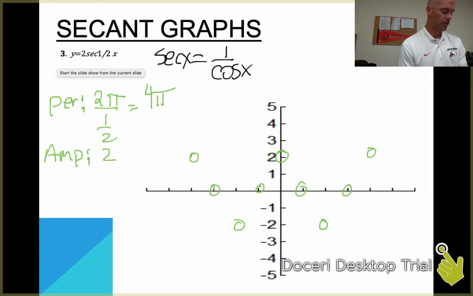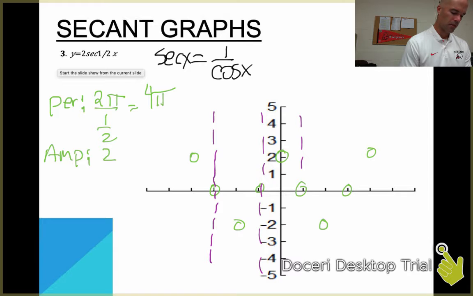So wherever our graph crossed the x-axis here, we're going to have an asymptote. And then we flip it over.